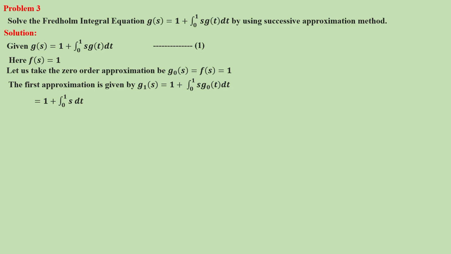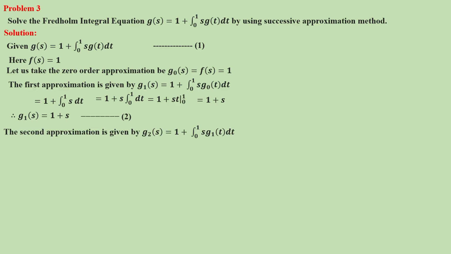So 1 plus integral 0 to 1 s dt. S is a constant, take it outside from the integration. So you will get 1 plus s integral 0 to 1 dt, that is equal to 1 plus s t, lower limit 0 upper limit 1. So that is equal to 1 plus s. So g1 of s, the first approximation, is 1 plus s, that is equation number 2.